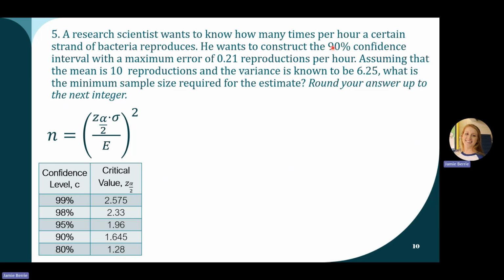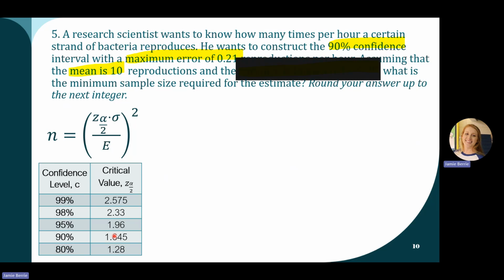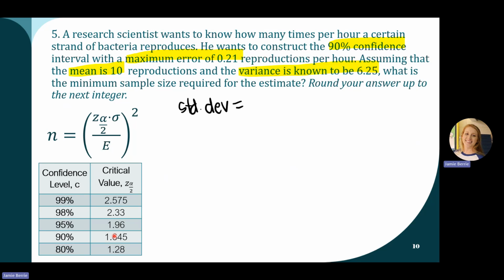Now let's read through the problem. 90% confidence level, so that means our critical value is going to be 1.645. We've got a maximum error, or margin of error, of 0.21, so that's E. And I've got our sample mean as 10, and once again, they gave us the variance instead of the standard deviation. So let's start by finding the standard deviation. I know it's the square root of the variance, so the square root of 6.25, and that is 2.5.